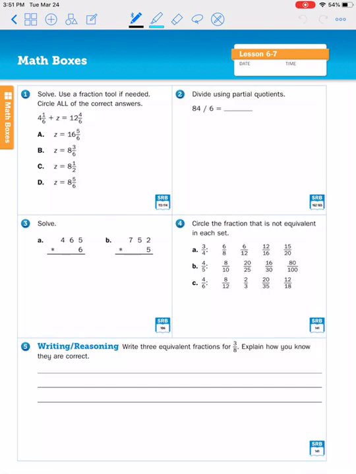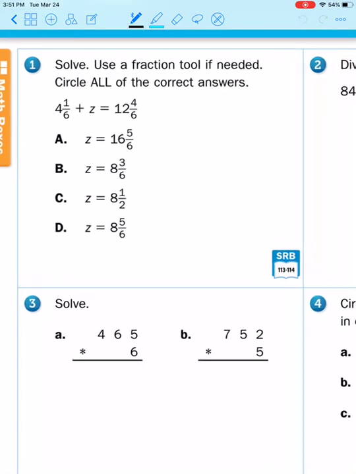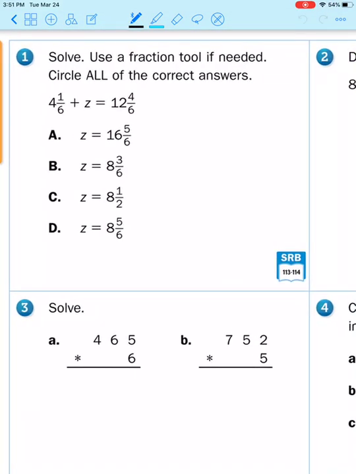Okay, let's start with number 1. Solve. Use a fraction tool if needed. Circle all of the correct answers. So here is our problem: 4 1/6 plus z equals 12 4/6.